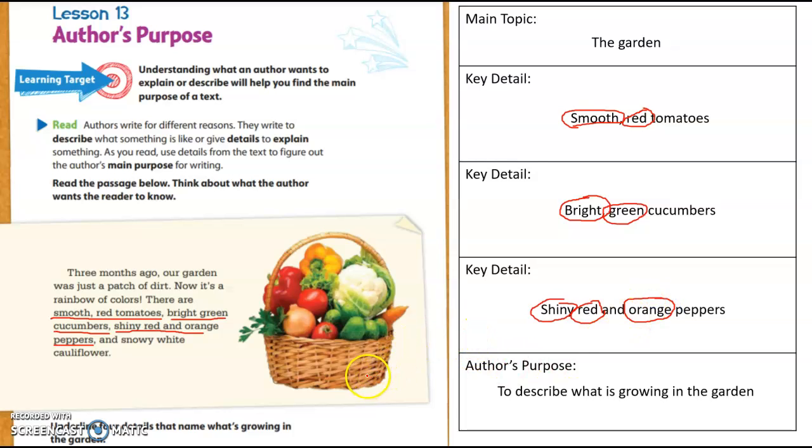In your assignment today, you're going to be identifying one more key detail that shows that the author's describing what's growing in the garden.